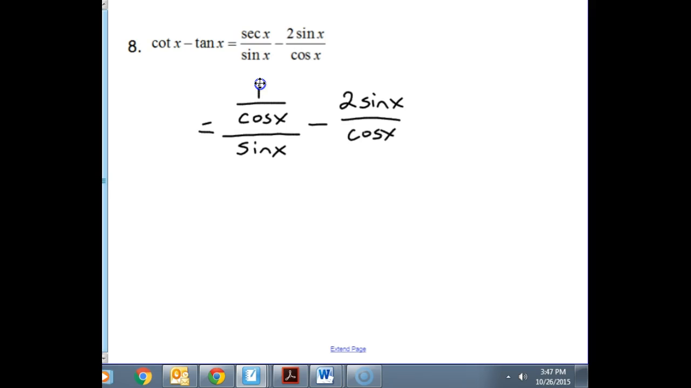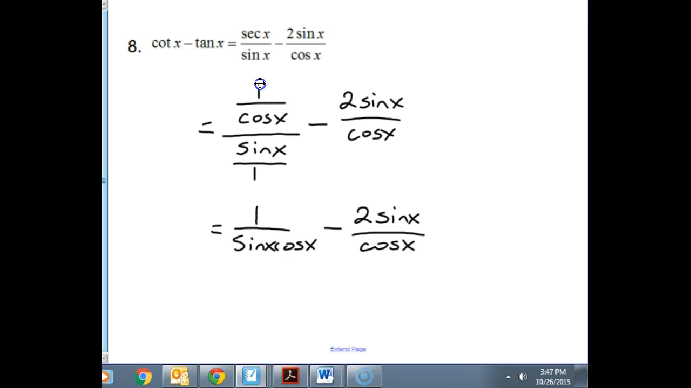Okay, let's go ahead and fix that first fraction. Let's flip the bottom. Remember that's sine over 1 technically. Flip the bottom and multiply. So that's going to give me 1 over sine x cosine x. Okay, minus 2 sine x over cosine x. All right.